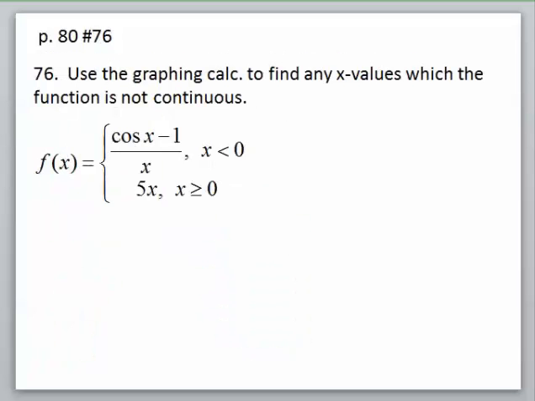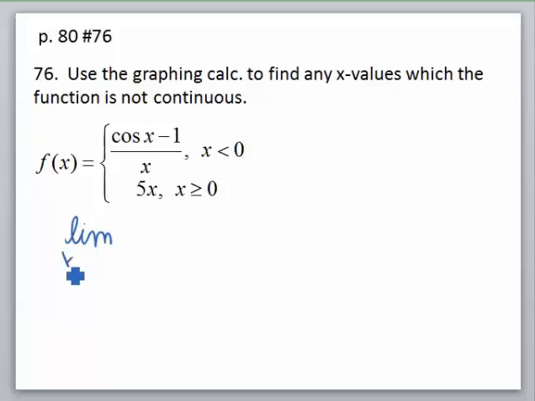On this next part, we were supposed to use a graphing calculator to find any x values for which the function is not continuous. Well, what I know about this is that the only value where it would not be continuous is if x was equal to 0. And this is a line, so I really just need to see if these match up, just like I did in the very first problem of this video.